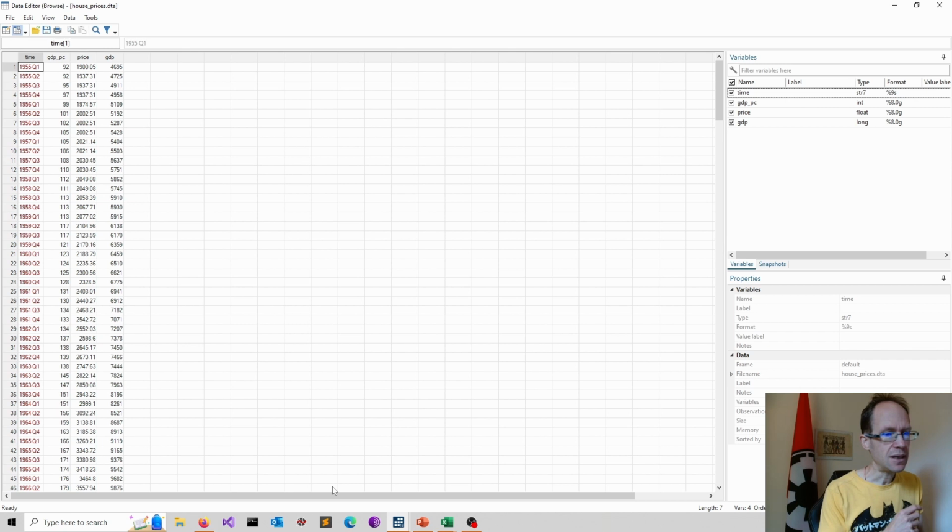Now in this particular case, the time dimension is read as a string, as indicated by a red color. So to convert this string into a date variable, we have to extract parts of the string. And as you can see, the first 4 refer to the year and the last 2 refer to the quarter.